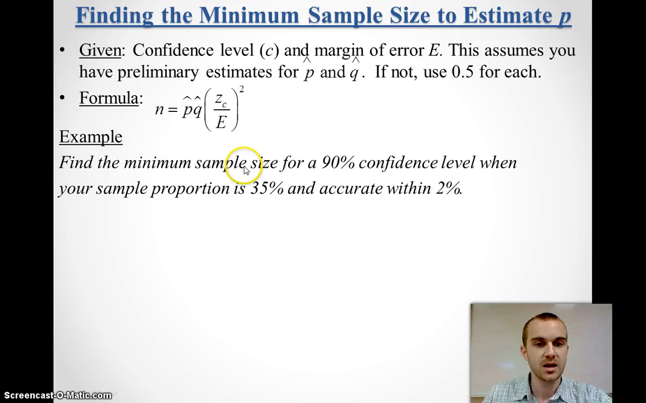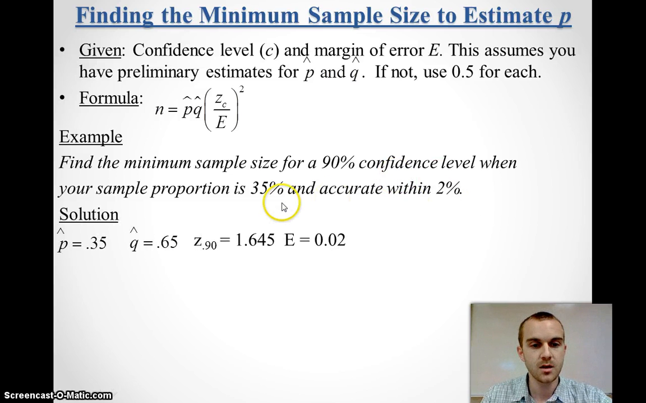Here's an example. Say that I want to create a 90% confidence interval, and I know that my sample proportion for success is 35%, and I'm accurate within 2%. This accurate within, that's my margin of error. Because we're talking about percents, we say accurate within. So I have p hat's 35%, q hat's 65%, a 90% confidence interval is the 1.645, and then my error is 0.02, because that's the 2%.